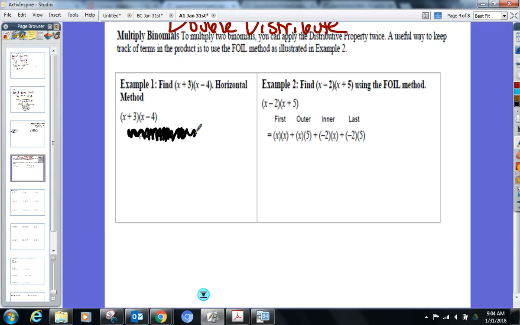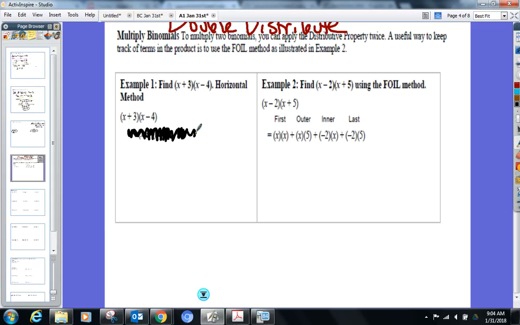What's x plus 3? Is that a monomial, binomial, or trinomial? Hasn't been that long. This is a binomial. What's x minus 4? That's a binomial. So we're multiplying two binomials. Here's where double distribute comes in.